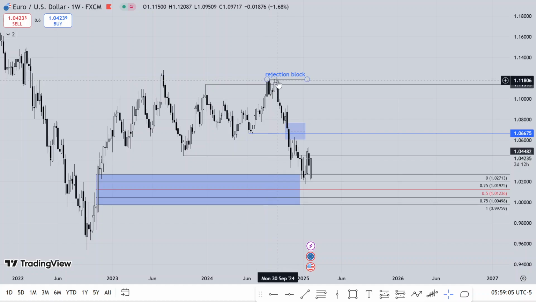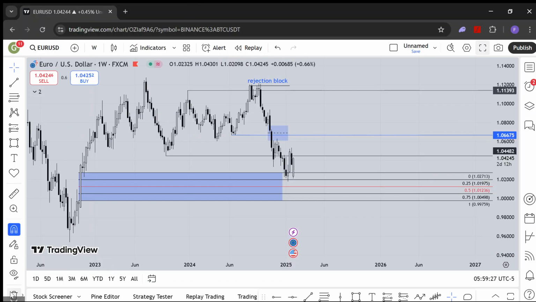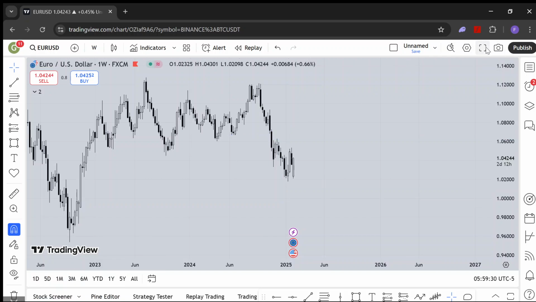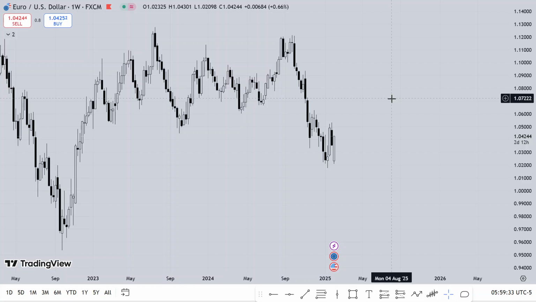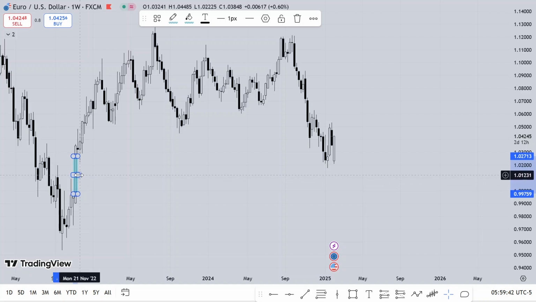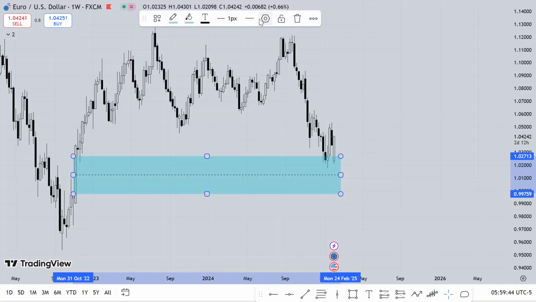So rejected from this rejection block here, and then dropped lower, targeting this low. So we've currently traded inside of this imbalance here, this BC. This BC was our target going into this ES trading. So we did that. Let's take all of this off. So traded down lower inside of this weekly BC.